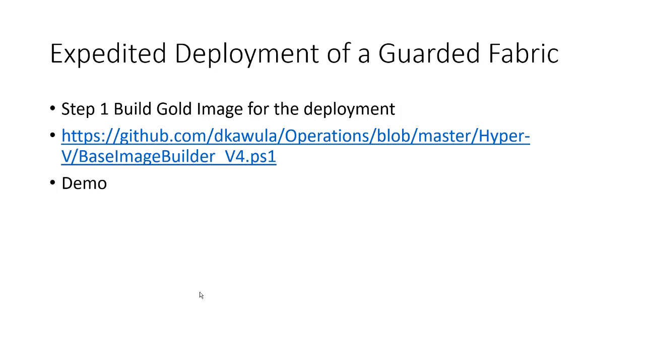Getting right to it, you want an expedited build of a guarded fabric. Step 1 is you're going to need to build yourself a base gold image for Server 2019. To build this base gold image, how I like to do it is I use a utility from Microsoft called Convert-WindowsImage, and I've got some wrappers built around that with my base image builder script. So let's go ahead and get started. Let's jump into the demo environment here.